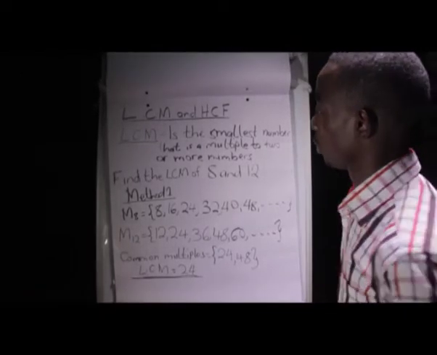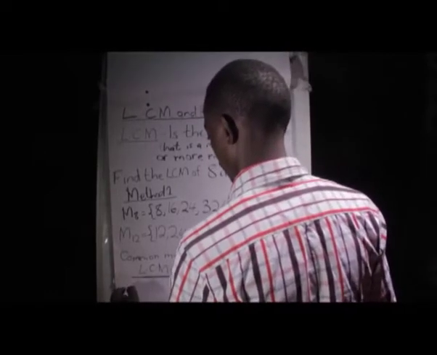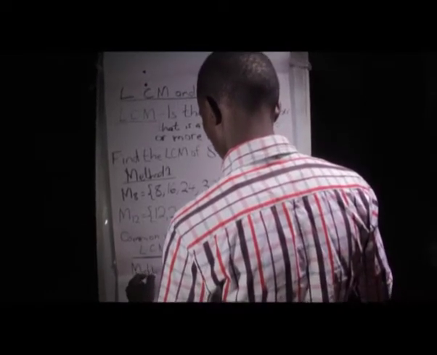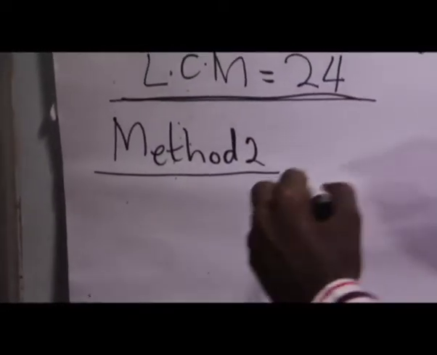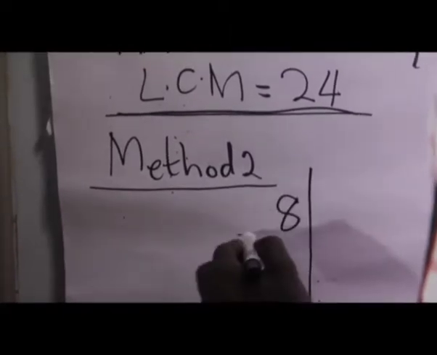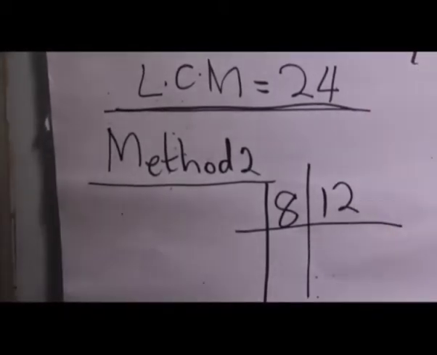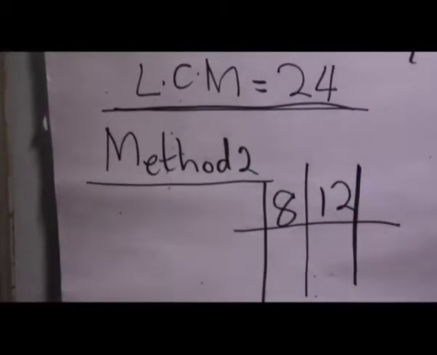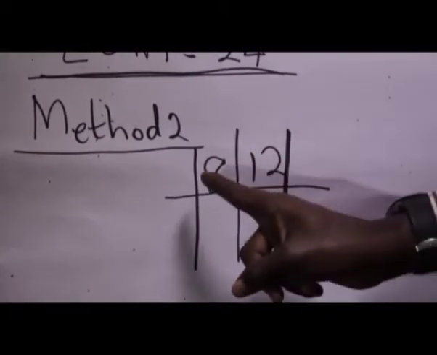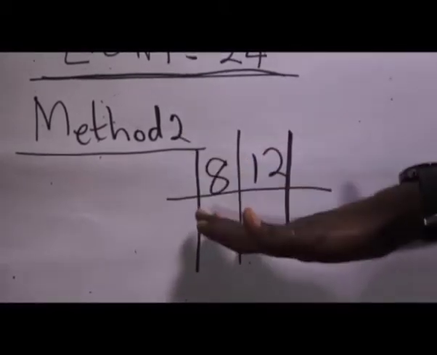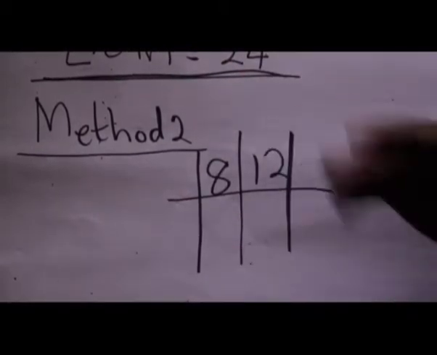Now method 2 is where we're going to use division or prime factorization. So here we have method 2. I can write my 8 and 12 in tabular form. I have 8, I have 12. So I'm going to divide these two numbers by prime factors. In other words, if there is any prime factor which divides either 8 or 12, I divide through by that prime factor until it can no longer divide.